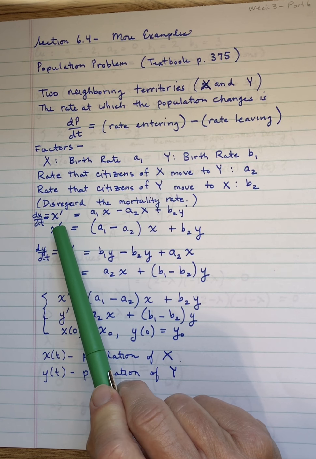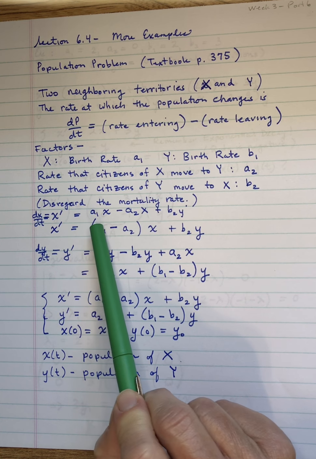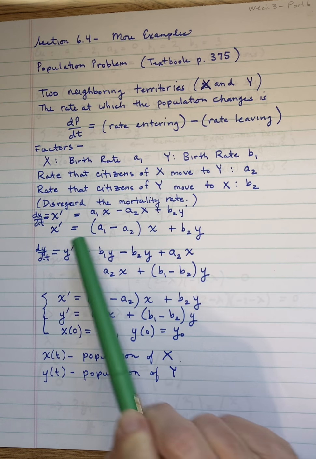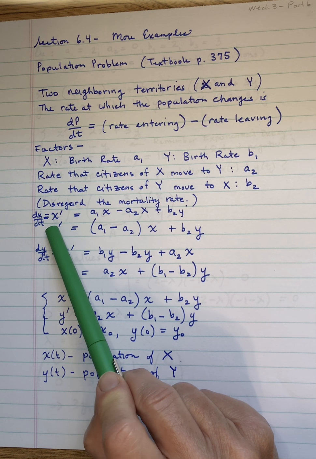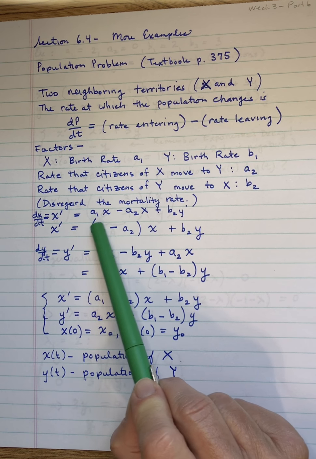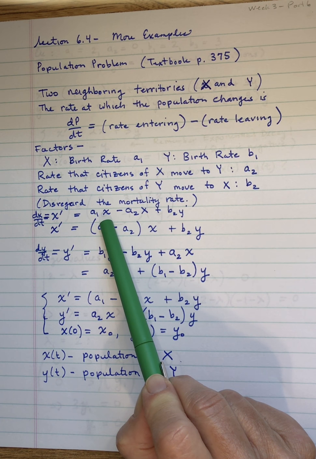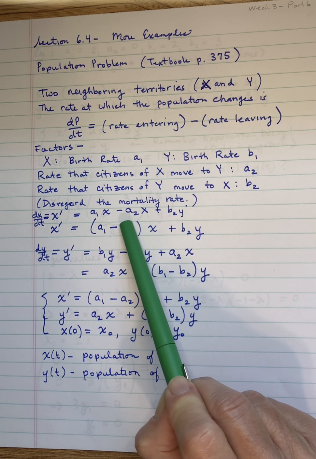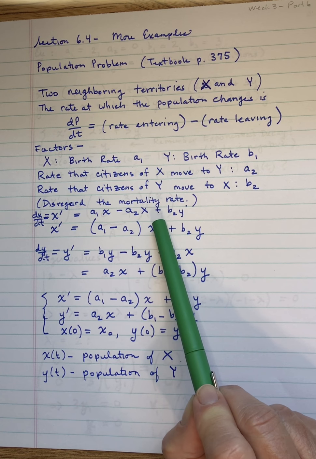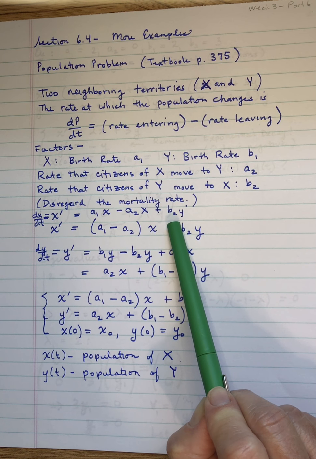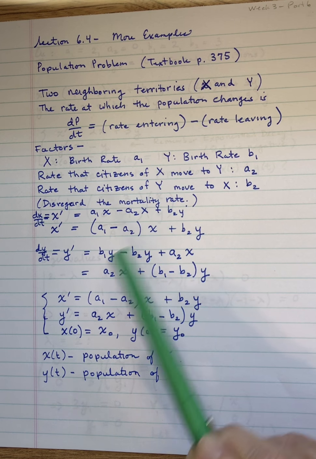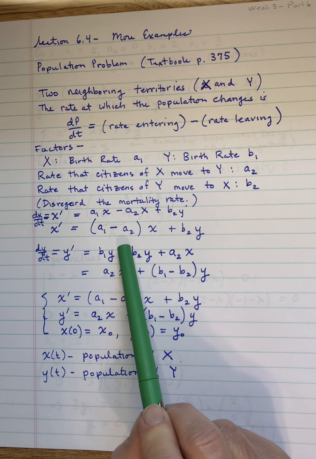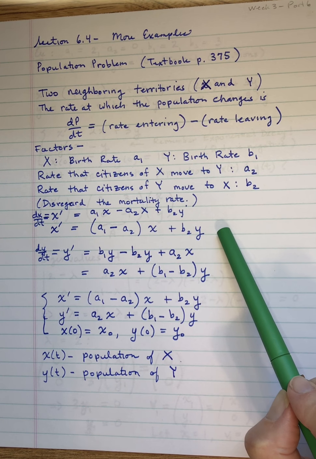So let's add up the rates that are entering, the numbers entering, and subtract off the numbers that are leaving the region. So for X, that derivative, we have a birth rate. So A sub 1 times X gives us the number growing. We have people leaving X to go to Y, so there's a negative sign there. Plus we have people coming from Y into X, so we'll add that, B sub 2 times Y. And we can simplify that. You factor out an X there, which just leaves you with A sub 1 minus A sub 2 times X plus B sub 2 times Y.